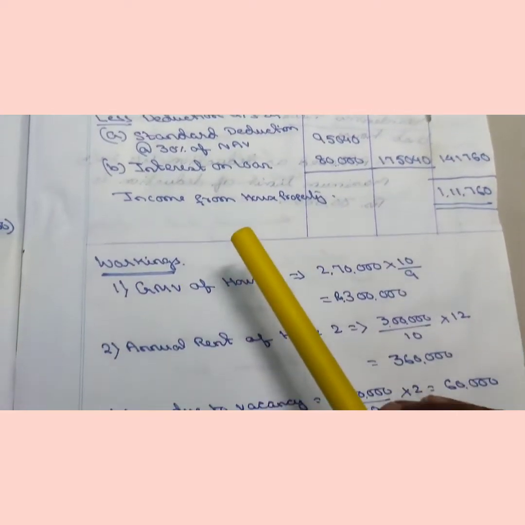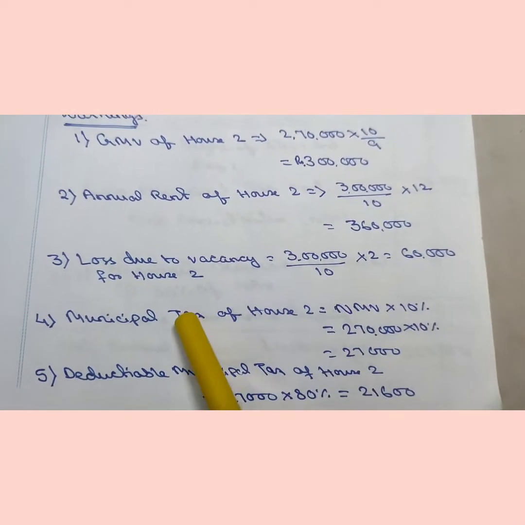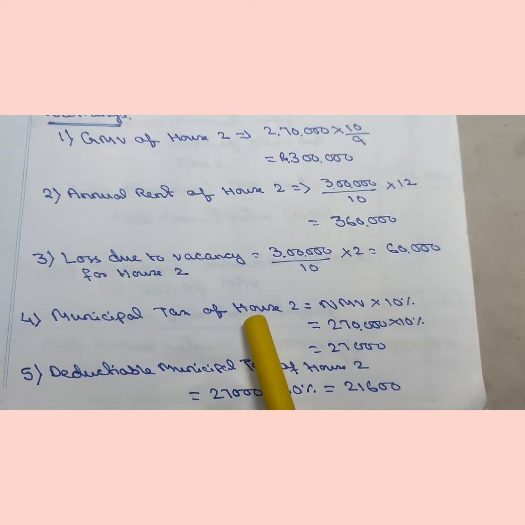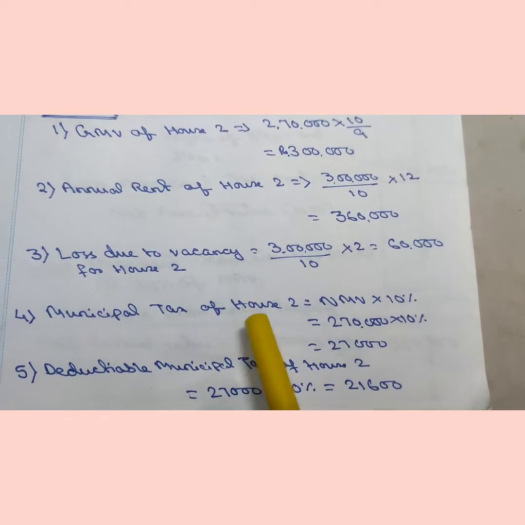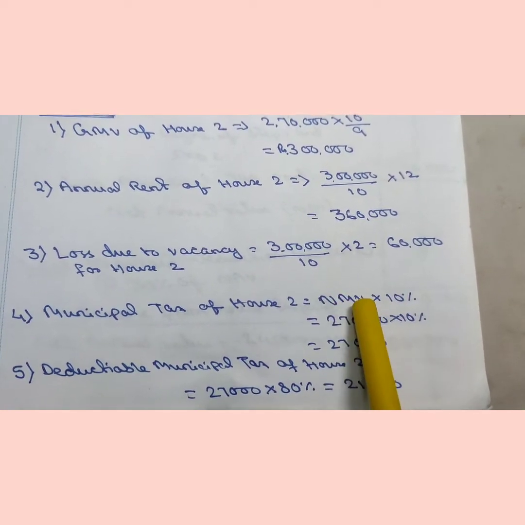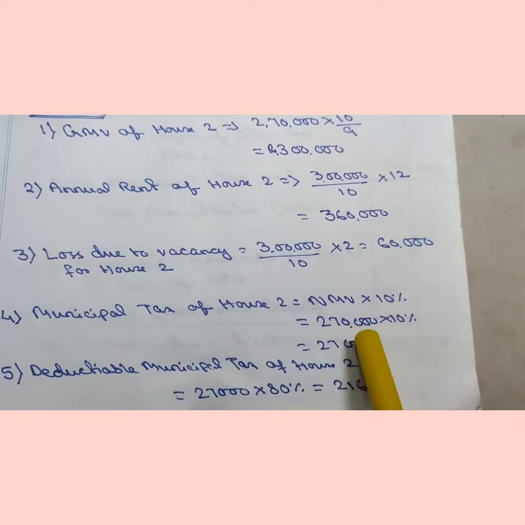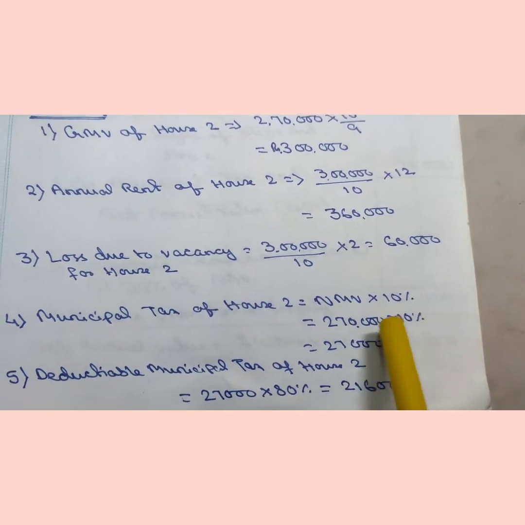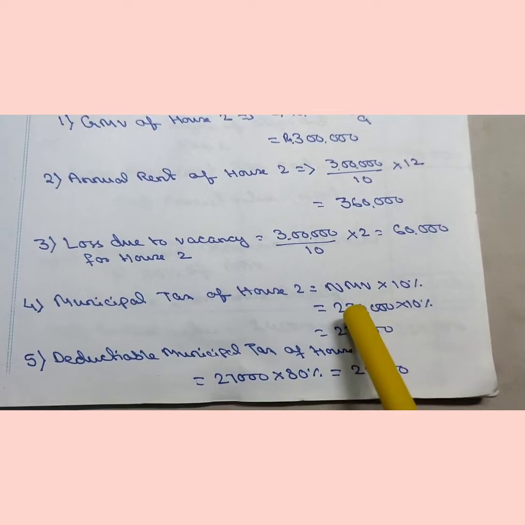Now, computation of municipal tax is another working. Municipal tax of house 2. The house is situated at Delhi. That means Delhi is a metro city and we have to compute municipal tax on net municipal value. And net municipal value is given in the question, that is 2,70,000. 10% of 2,70,000 is 27,000. It is the total municipal tax.